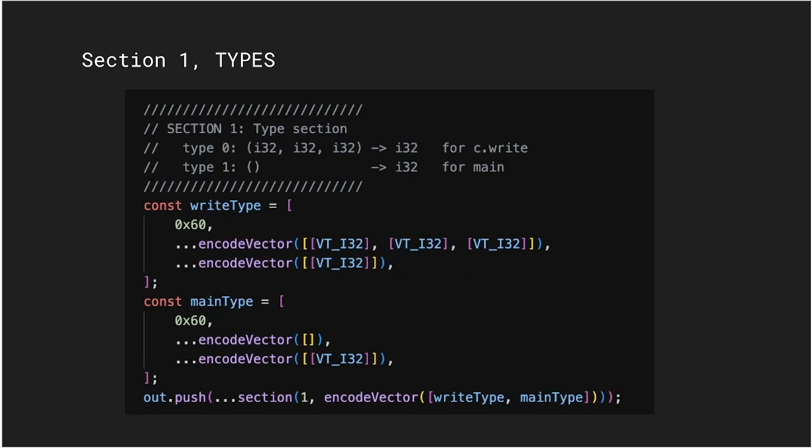Looking at the actual code of how it's done, for each function, in our demo, we really only have two functions that we need: the write function and the main function. The write function accepts three integer arguments: the file descriptor, the pointer to the data you want to print, and the length of the data, and it returns a single integer. The main function has no arguments, and it returns a single integer value. And then you just encode those two things.